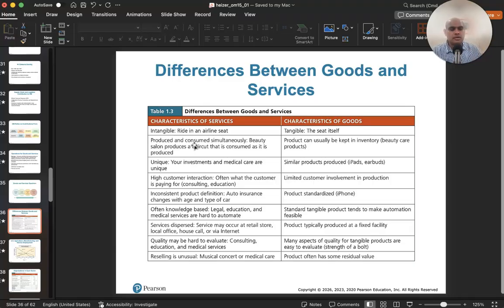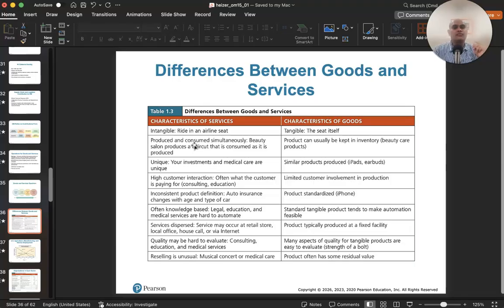So when you call a call center and you have a conversation with them, right, you are manufacturing that service along with the person who's providing the service for you, as opposed to a good where you're not involved in the manufacturing process as a customer. You go, you buy the product. It's an inventory. You go to the shelf, you get a can of Coke. The Coke has already been manufactured. All you're doing is buying the can of Coke and drinking it, right? You're not involved in the manufacturing process.